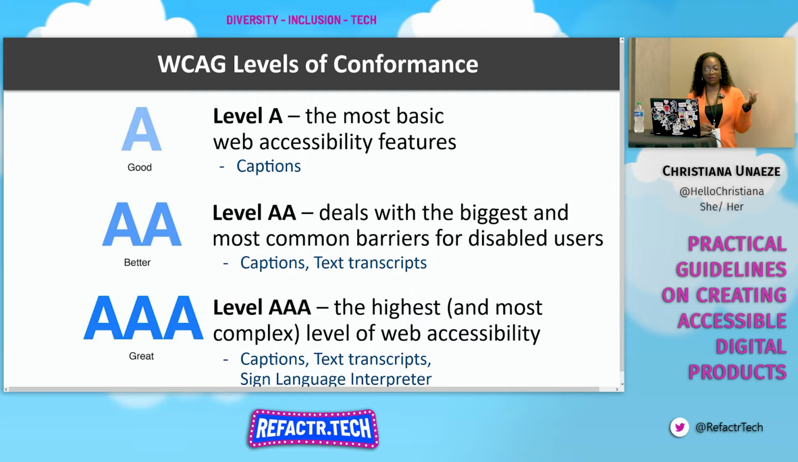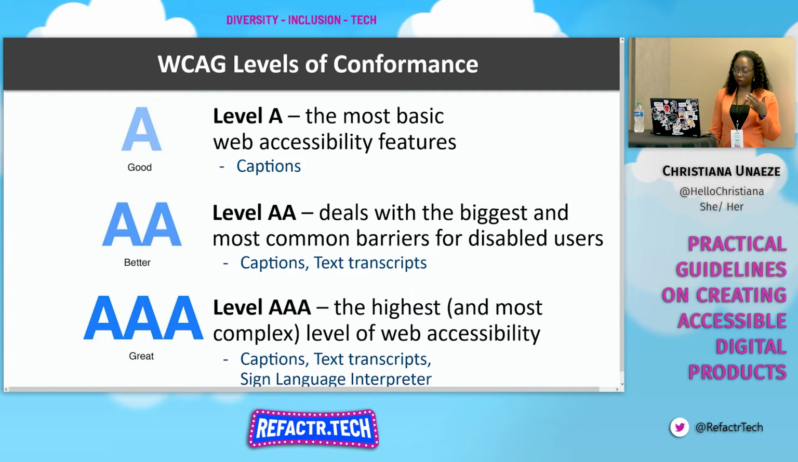And level AA is usually the most common level that most businesses try to strive for because it deals with the most common barriers for disabled users. So if you have video, or if you have live audio, you should have captions and have a transcript as well.